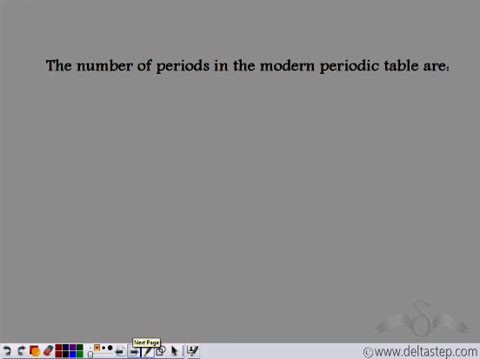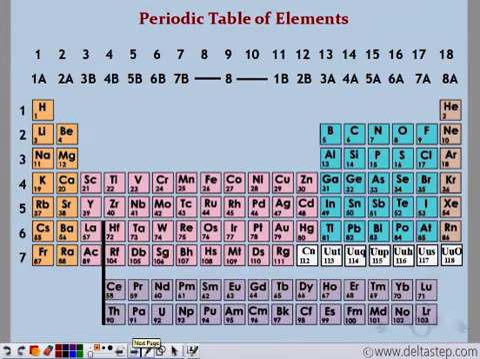What is the number of periods in the modern periodic table? Well, we have just seen that the modern periodic table has 18 groups. It has 7 periods. 6 periods were present in Mendeleev's periodic table. Some elements were discovered after Mendeleev gave his periodic table that were accommodated by Moseley in his periodic table. So overall, the number of periods in the modern periodic table is 7.